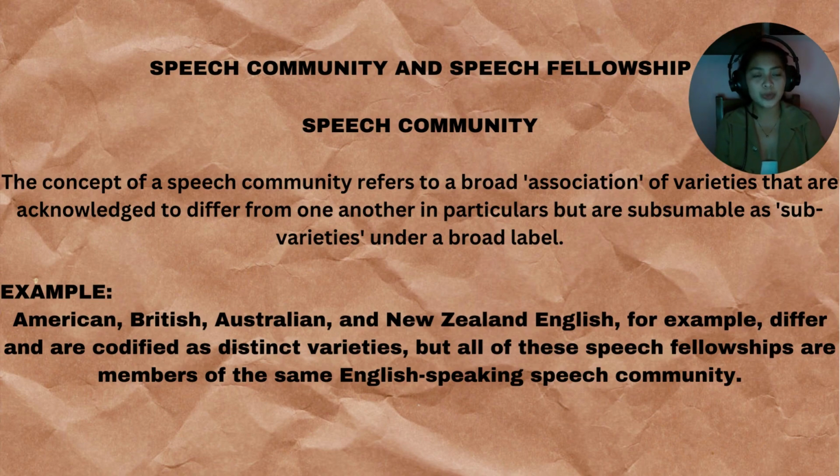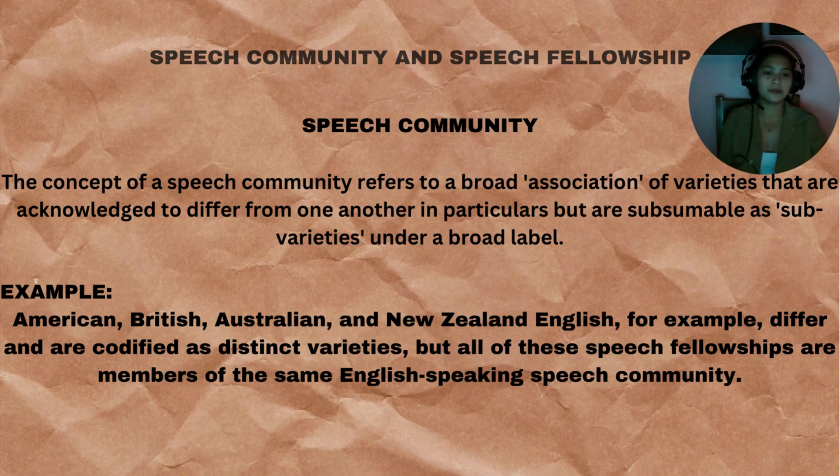Speech community and speech fellowship. According to Kachru, a speech community refers to a broad association of varieties that are acknowledged to differ from one another in particulars but are subsumable as subvarieties under a broad label. So for example, American, British, Australian, and New Zealand English differ and are codified as distinct varieties, but all of these speech fellowships are members of the same English speaking speech community.